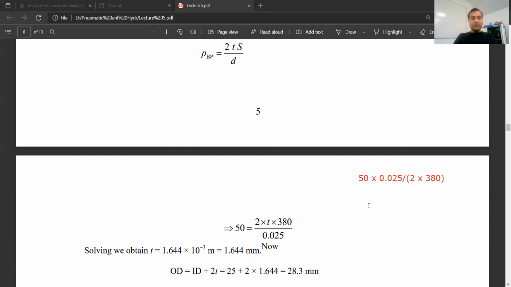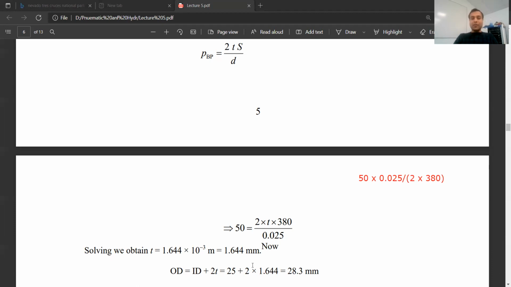So this gives you the answer, around 1.6447, so 1.65 or 1.645 millimeter. So that will give you the answer in millimeters. So it's good not to convert this 0.025 into meters. Leave it in millimeter because the answer will be in millimeter.